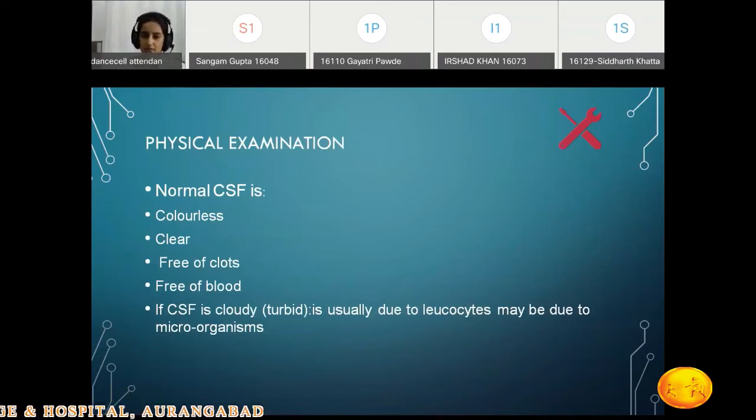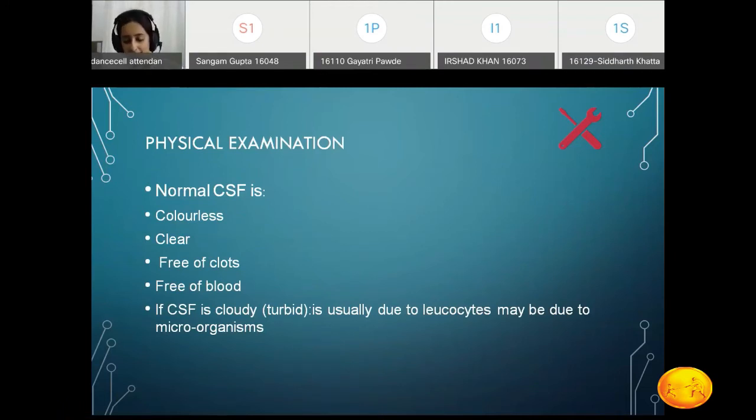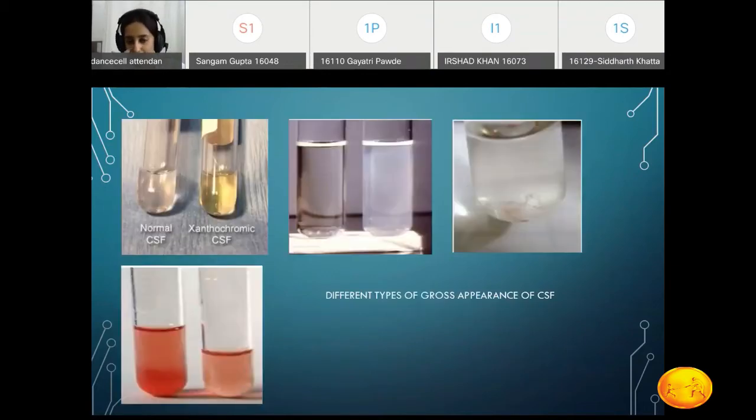Physical examination. Normal CSF is a colorless, clear, transparent fluid, no clots, no blood. If CSF is cloudy or turbid, it is due to either leukocytes or due to proteins inside the CSF, exudates. So this is a picture showing different types of CSF. In the first picture, you can see normal CSF compared to the xanthochromic CSF.